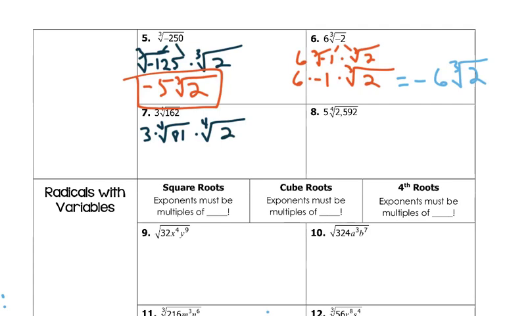What is the 4th root of 81? It's 3. 3 times 3 times 3 times 3. All right, 3 to the 4th power is 81. So the 4th root of 81 would also be 3. Right, and we're left over with that. 3 times 3 is 9.